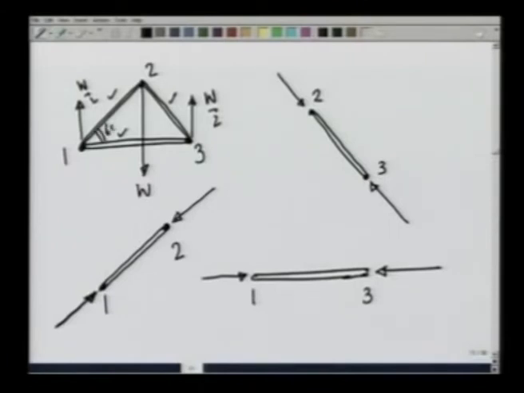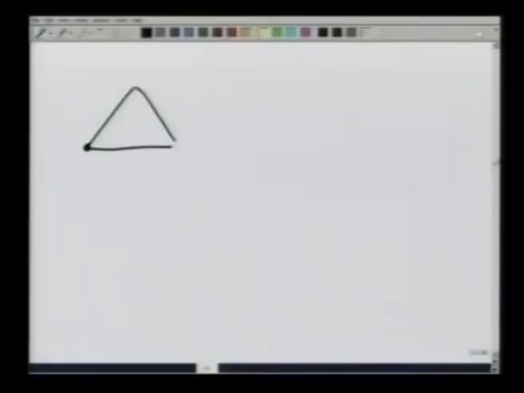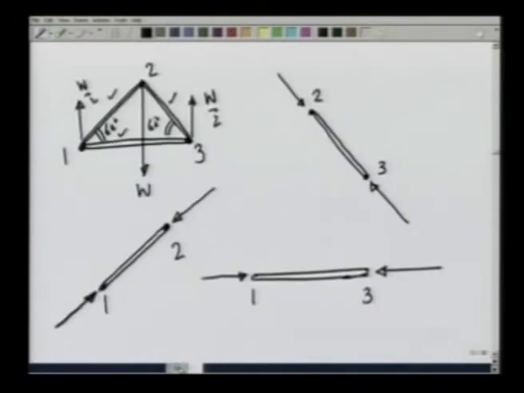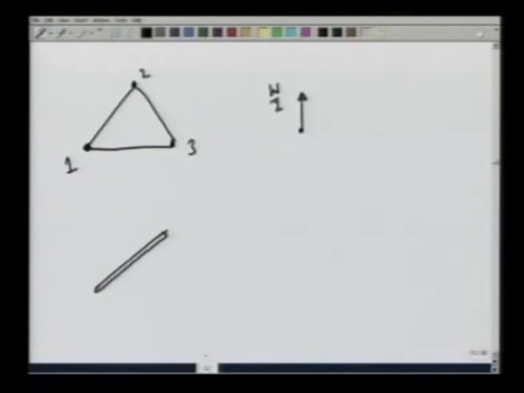If all the rods are equal, then all these angles will be 60 degrees. Now I know that pin 1 is in equilibrium. Pin 1 has a force acting on it which is W by 2. Since for the rod 1, 2, I made forces that are pushing the rod, the rod would be applying a force the other way on the pin. Similarly, the force on 1, 3 that I made was also pushing the rod, that is, the force is compressive.